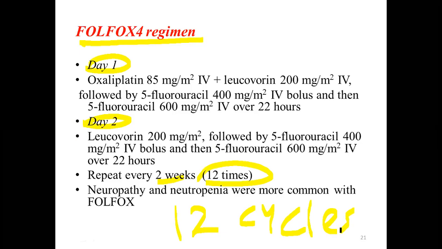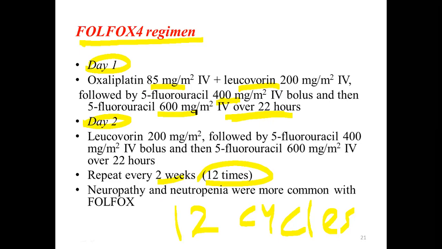On day 1, we normally give 85 milligram oxaliplatin along with leucovorin, intravenously over 2 hours. Then the next infusion is 5-FU 400 milligram IV bolus, followed by an infusion over the remaining 22 hours. That means you calculate the loading bolus dose at 400 milligram per meter square, then for 24 hours you calculate 600 milligram per meter square and give a slow infusion. That is what we give on day 1.